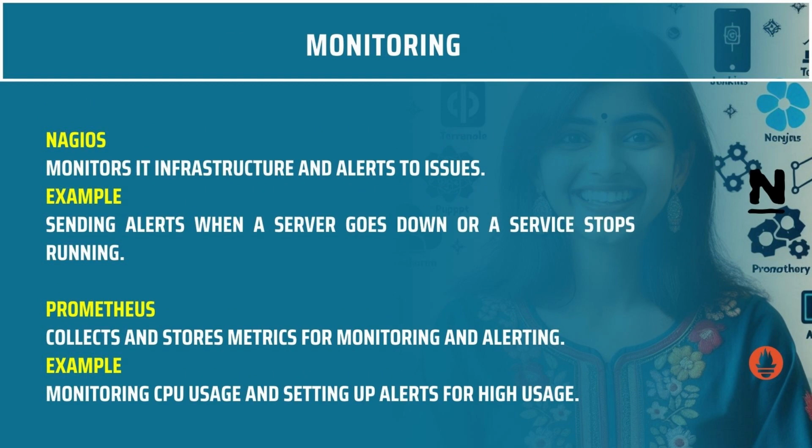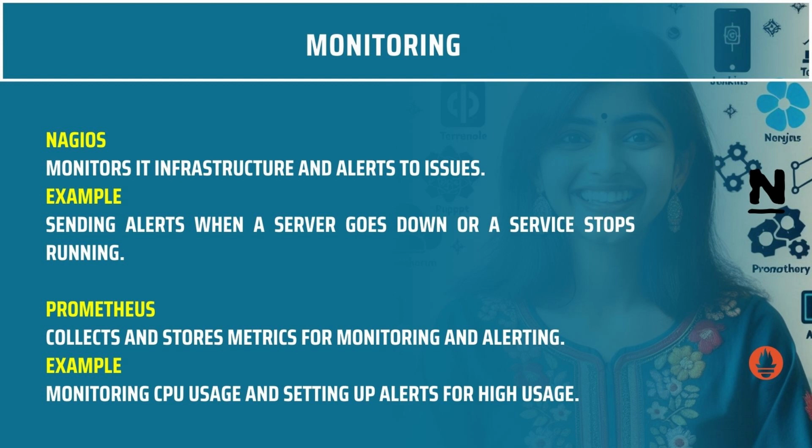And the next category is monitoring. In that we have Nagios and Prometheus. Nagios is another open source monitoring system that helps us to track our infrastructure. It monitors our systems, networks, and infrastructure, alerting us to any issues before they become critical. For example, if a server goes down or a service stops running, Nagios will send an alert, which allows us to take immediate action and minimize downtime.